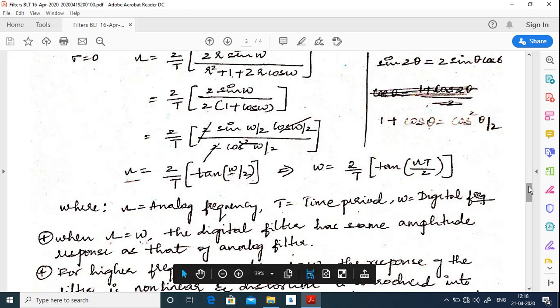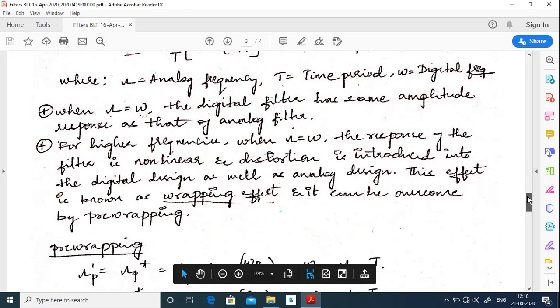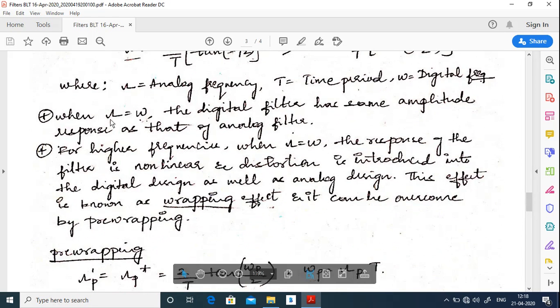Okay, now it has been observed that when analog omega is equal to digital omega, the digital filter will have the same amplitude response as that of the analog filter. Obviously it has to happen. But it has also been observed that at higher frequencies, the response of the filter is as if it is nonlinear in nature, due to which distortion will be introduced both in digital design as well as analog design. This effect we call the warping effect.